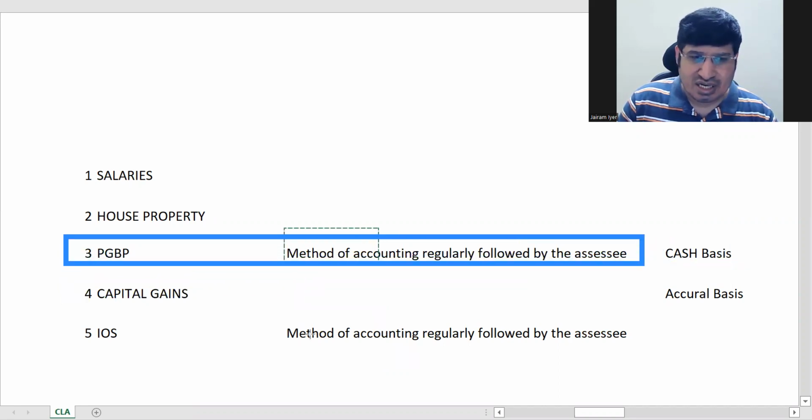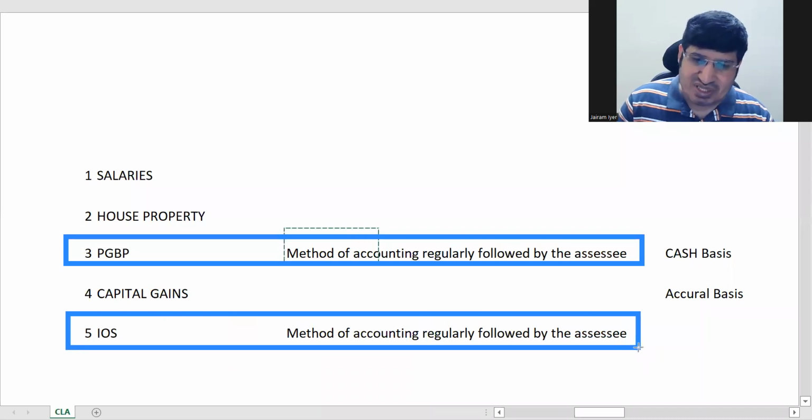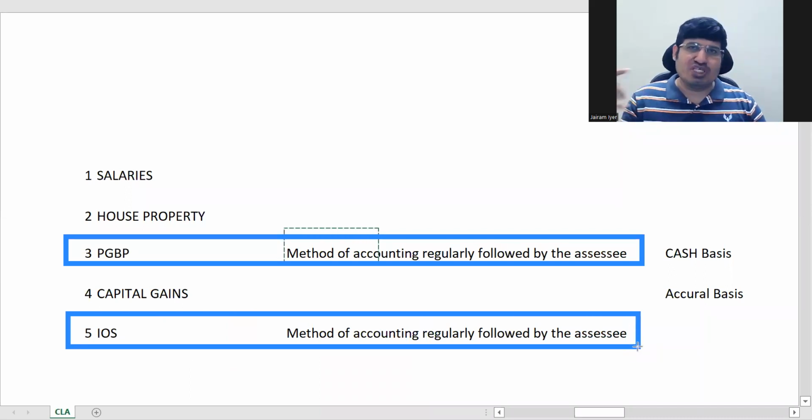5 because in income from other sources, there is a relation to PGBP: many things which are not classified as PGBP by default go to income from other sources. So there is a link between the two, which is why for PGBP and income from other sources, the method of accounting followed by the assessee is relevant.